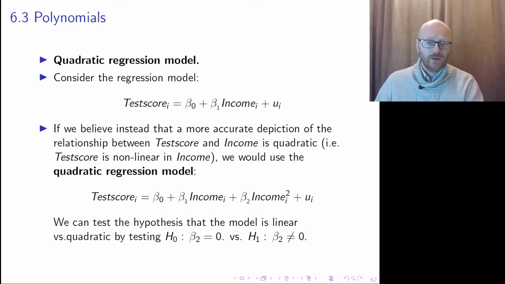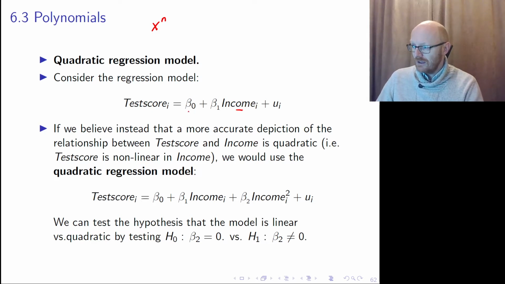The third form of nonlinearity we are looking at would be polynomials. Remember that a polynomial of degree n would just be x to the power of n, right? So now we can look at an example, and that would be the quadratic model. So, for example, if you want to explain the variation in test score by using income.